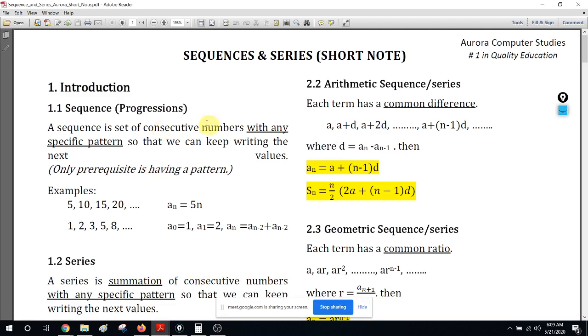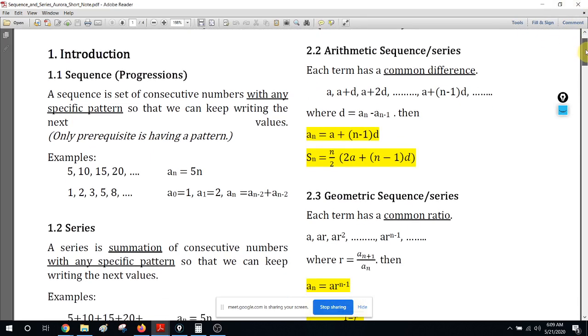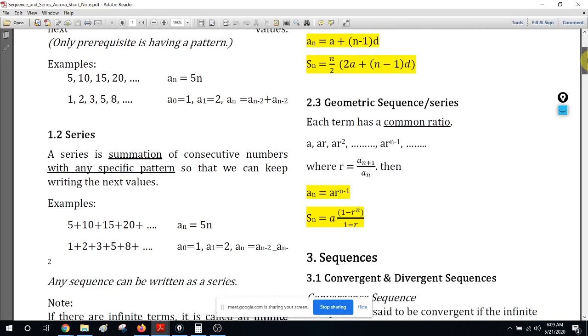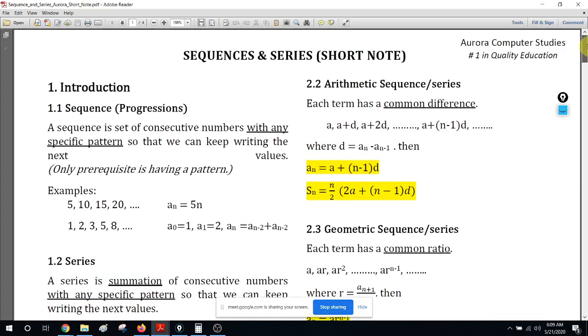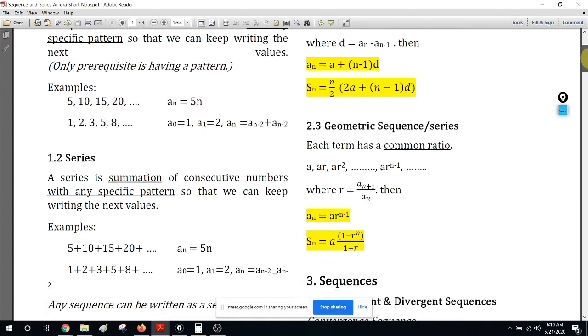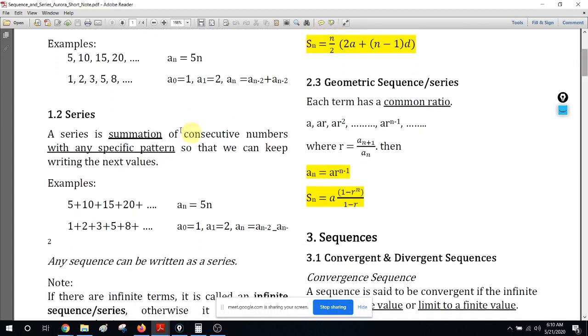You can see I have highlighted this. The only prerequisite is having a pattern, and of course, it must be consecutive numbers. Now let's see what is meant by a series. As I told you, sequence and series are highly related, so that is why we are taking them together, but they are two different concepts. A series means if you write a sequence as a summation, we call it a series. A series is a summation of consecutive numbers with any specific pattern.